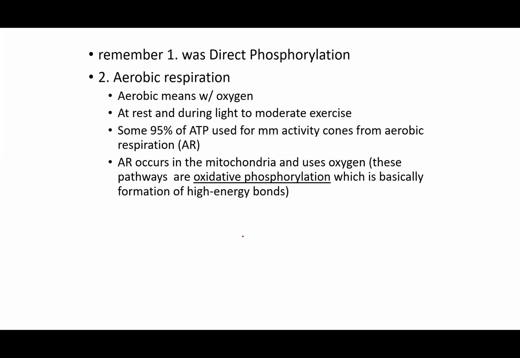All right, the second one is aerobic respiration. Aerobic means with oxygen. Okay, so just to try to keep all this simple, you start exercising, let's say you're jogging. So you go out for a jog, right? So from minute 0 to minute 5, your body is going through certain fuel. Okay, your body is going through different fuels.